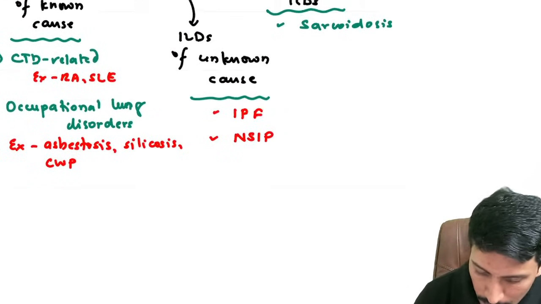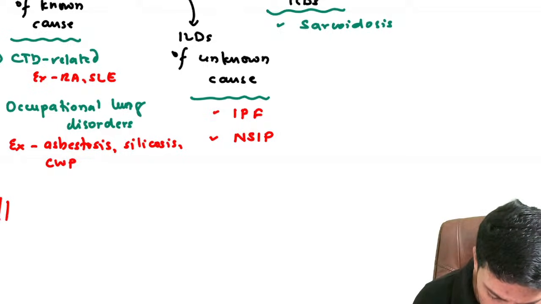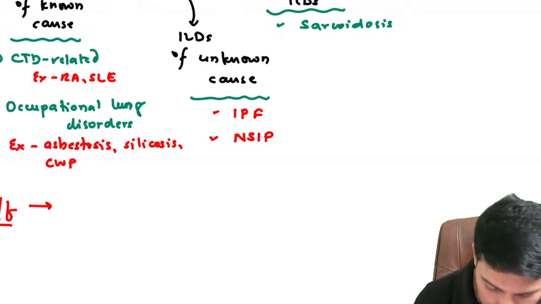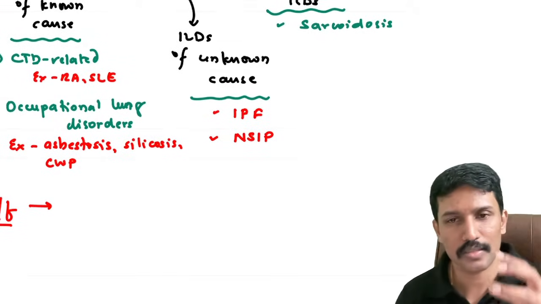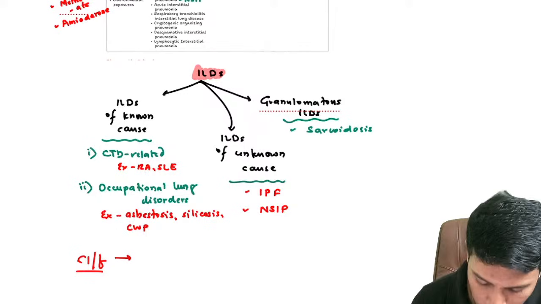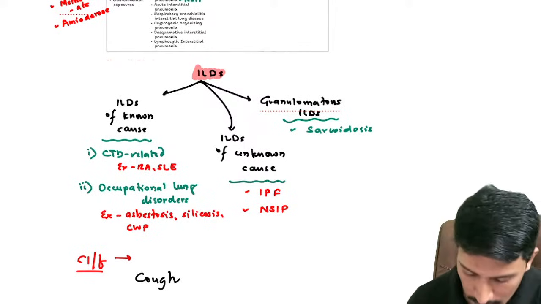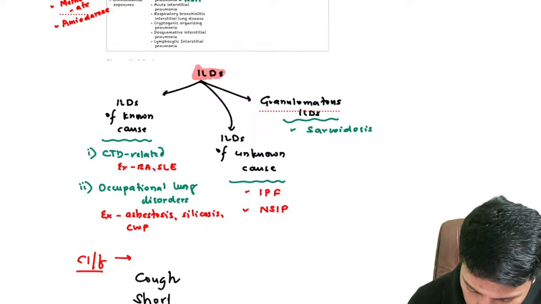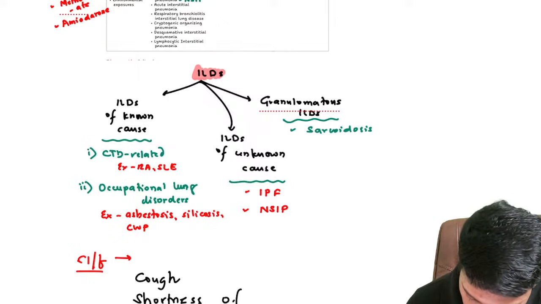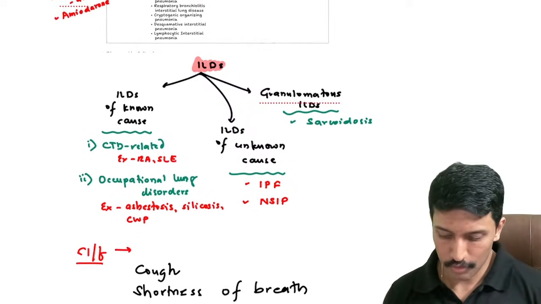So now if I have to mention their clinical features, what are the common clinical features shared together by all these ILDs? We will discuss two of them individually, but shared together, what clinical features are we expecting? Just like any other respiratory disorders, they will have cough and shortness of breath.